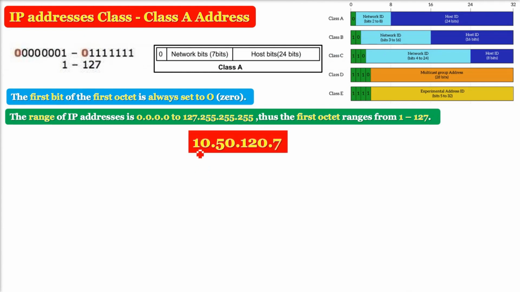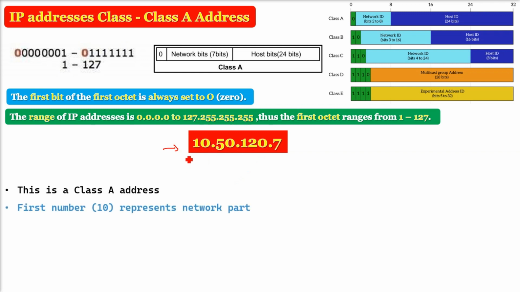An example for a class A address can be, let us have 10.50.120.7. Now, how will you say that this is a class A address? Why is it a class A address? The answer is, we have to see the first octet. The first octet should belong from 1 to 127.